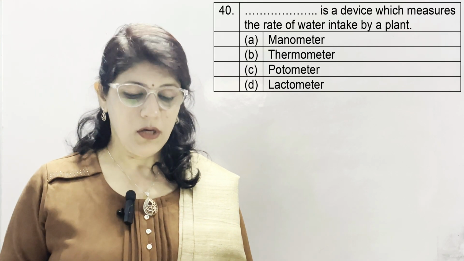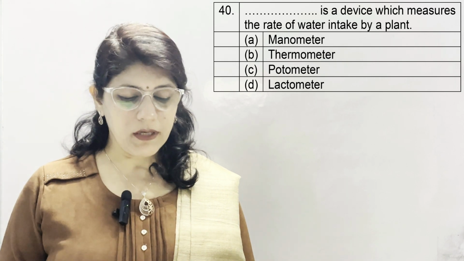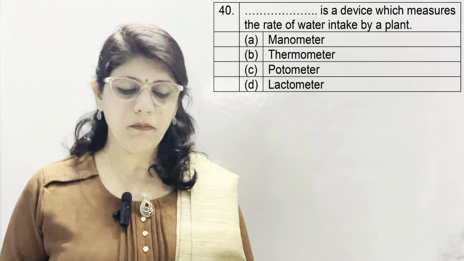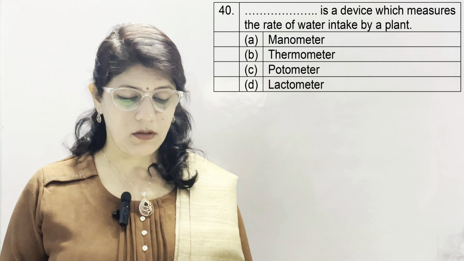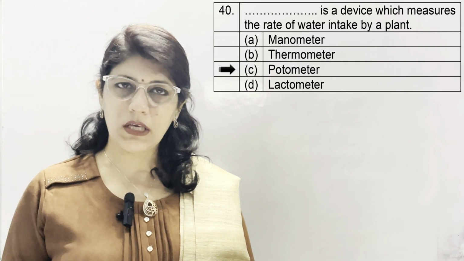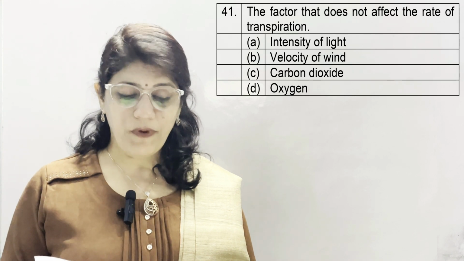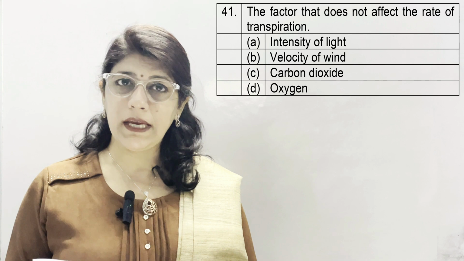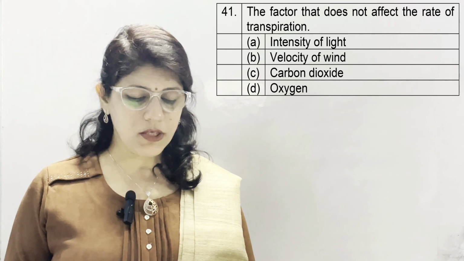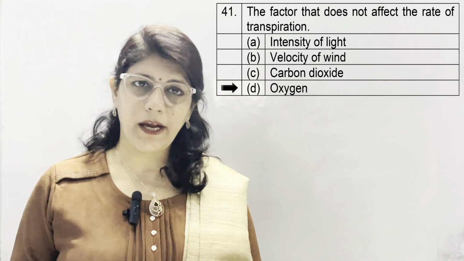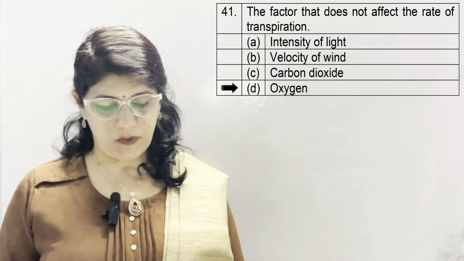Question number 40. Dash is a device which measures the rate of water intake by a plant. A option manometer, B thermometer, C potometer and D lactometer, and the correct option is C, which is potometer. Question number 41. The factor that does not affect the rate of transpiration. A, intensity of light, B, velocity of wind, C, carbon dioxide and D, oxygen, and the correct option is D, which is oxygen.